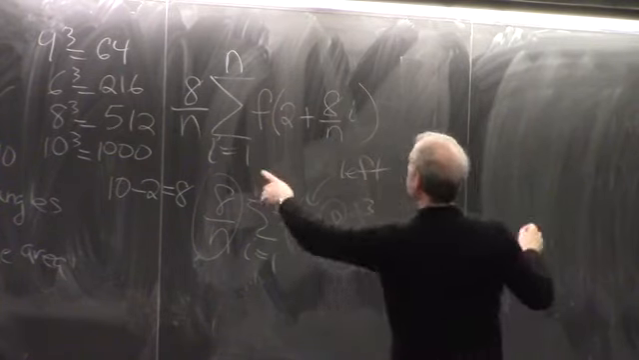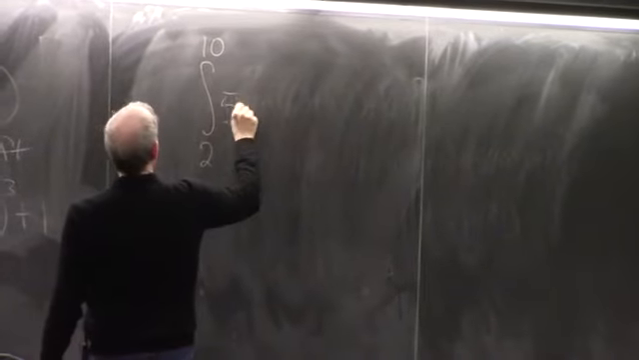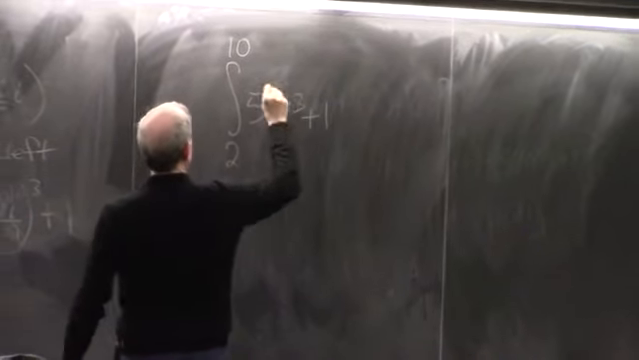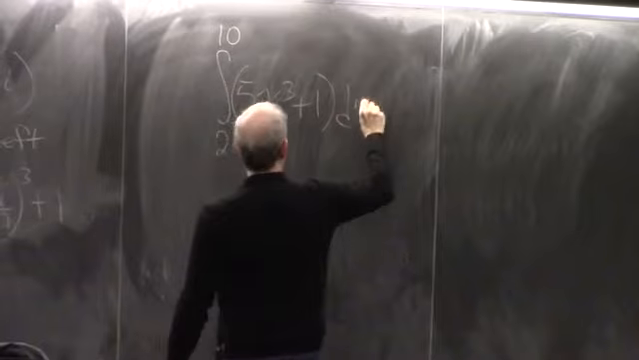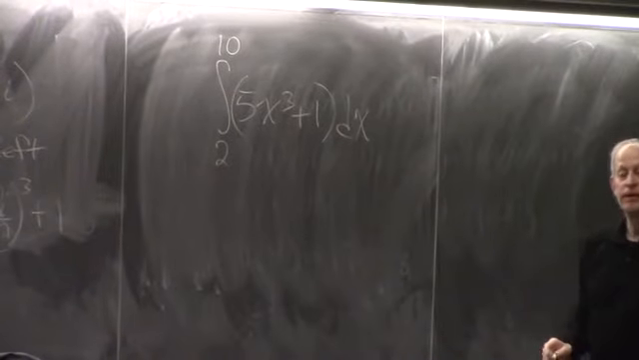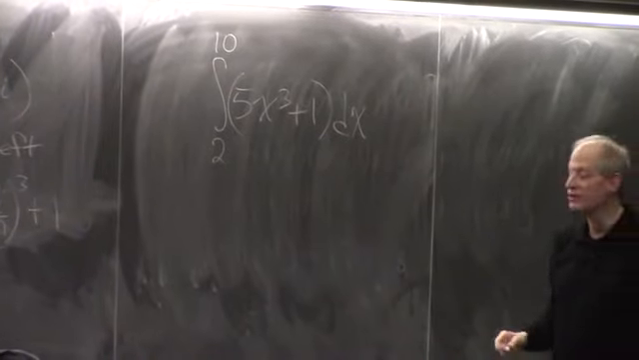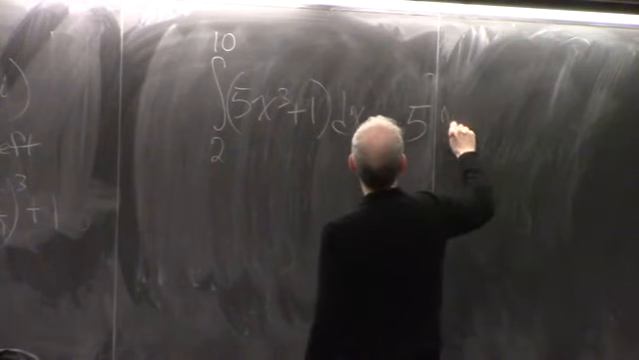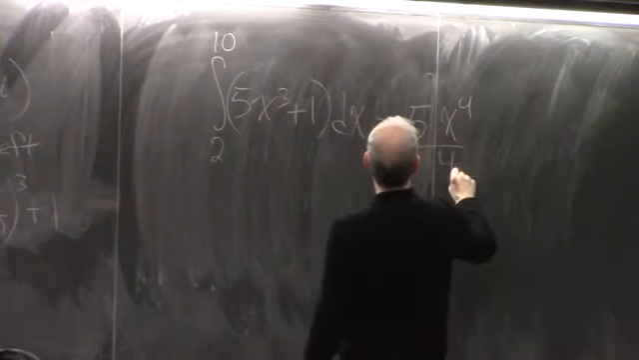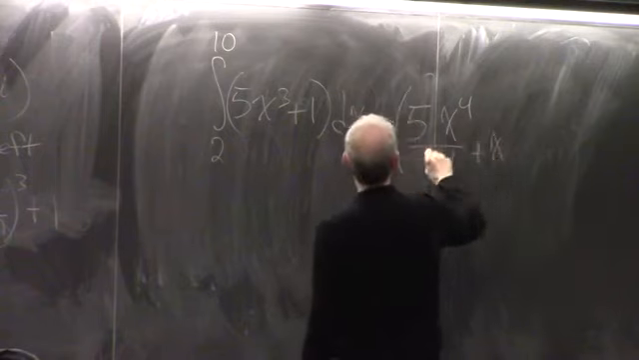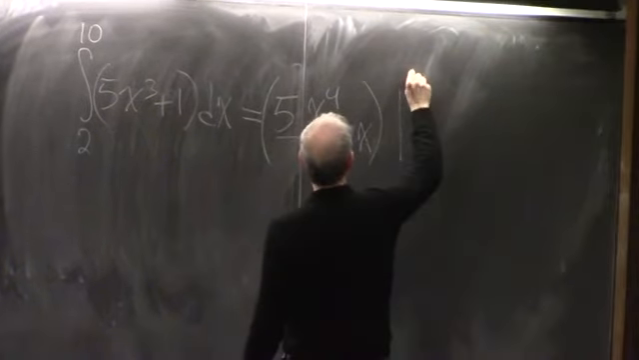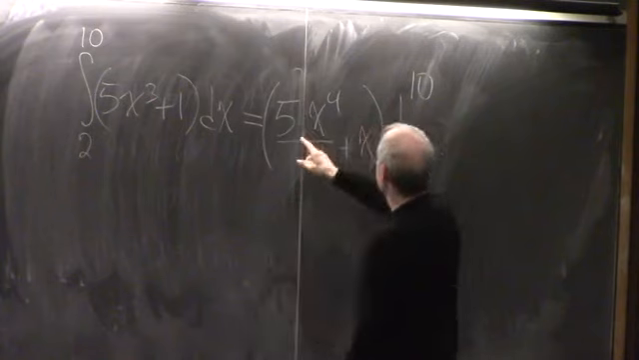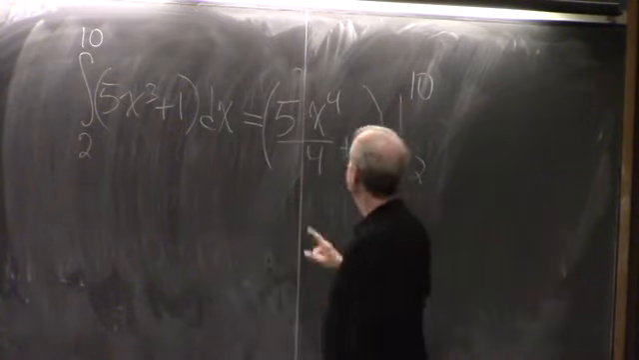Okay, so you would find the integral from 2 to 10 of 5x cubed plus 1 dx. So what is the integral of 5x cubed plus 1 dx? Well, let's see, we integrate, we get 5x to the 4th over 4 plus x, from 2 to 10. Plug in 10, plug in 2, and subtract.